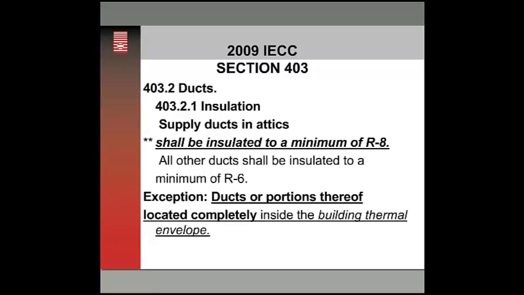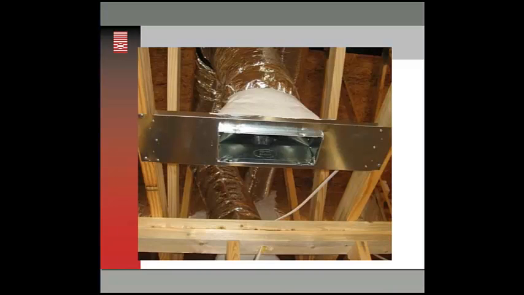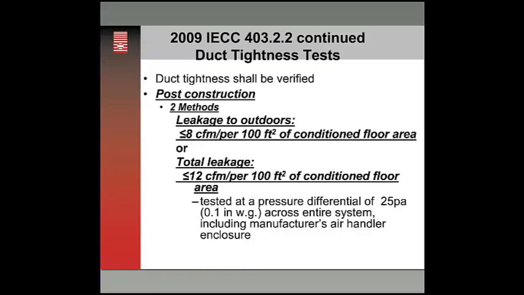So the sections of code that deal with ductwork: 403.2 says that supply ducts in attics need to be insulated to a minimum of R-8. All other ducts shall be insulated a minimum of R-6. The exception is ducts or a portion thereof located completely inside the building thermal envelope. And under the 2009, you also have to have all ducts, air handlers, filter boxes, and building cavities used as ducts sealed. So you've got to get out either the foil tape or the mastic. You typically recommend using the mastic, nickel thick mastic, on all of those joints and penetrations.